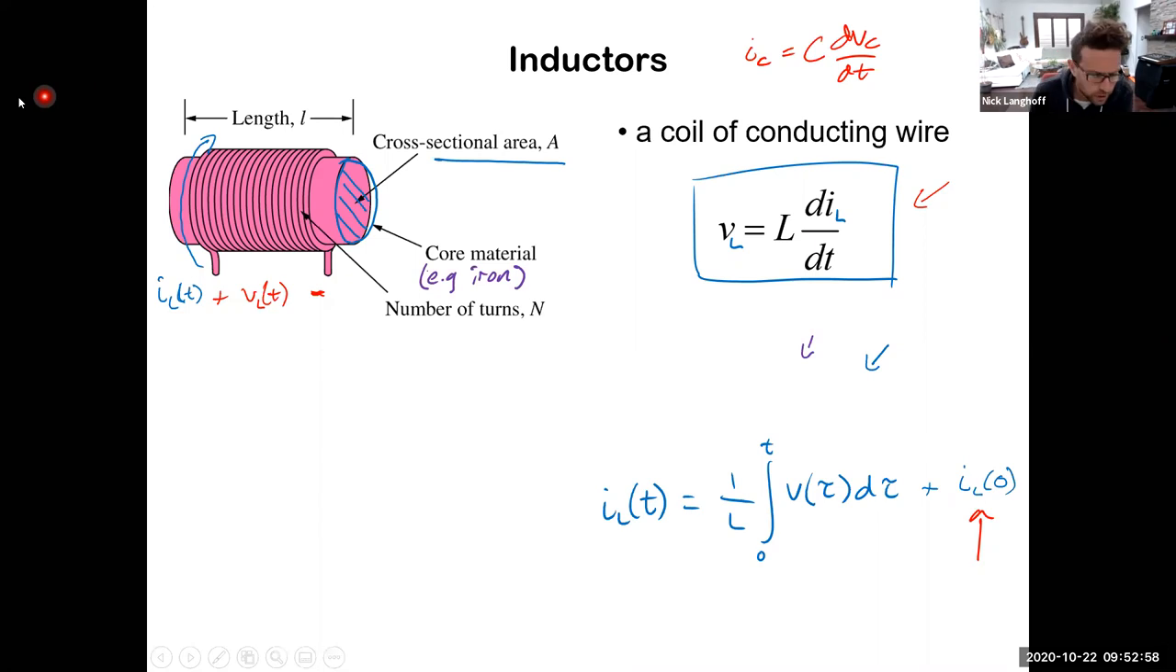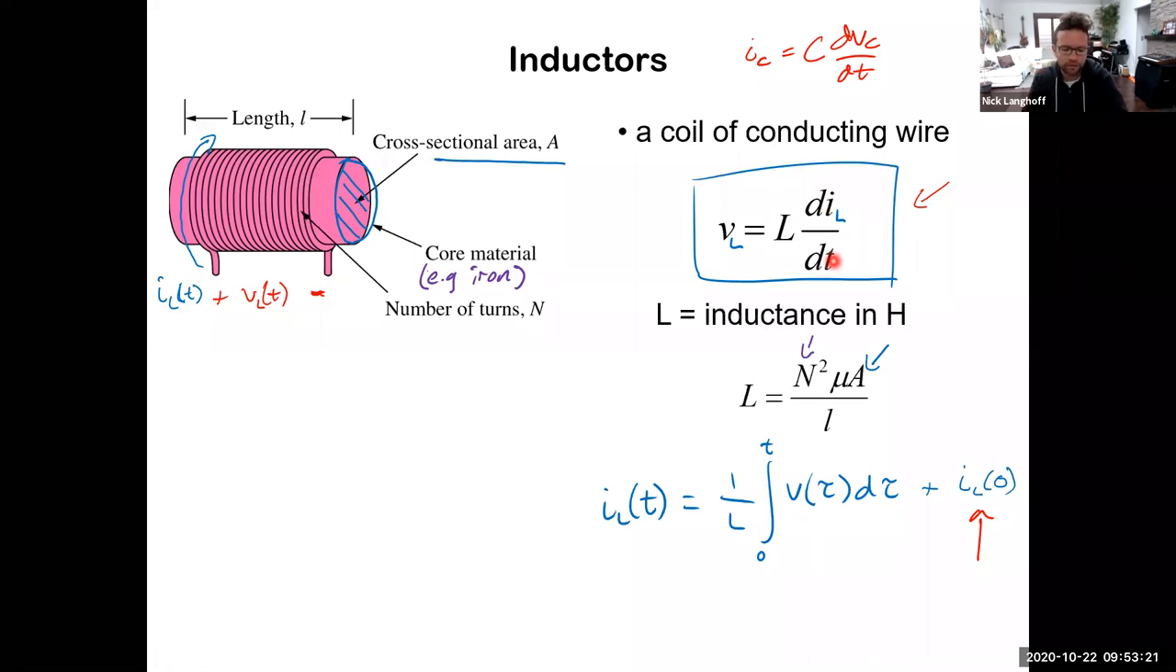So if you run current through the inductor coil, a voltage will develop across that inductor that is proportionate to the derivative of the current through it. In fact, it's equal to the inductance, L, of the inductor times the derivative of the current, di dt. That's the voltage that develops across it.